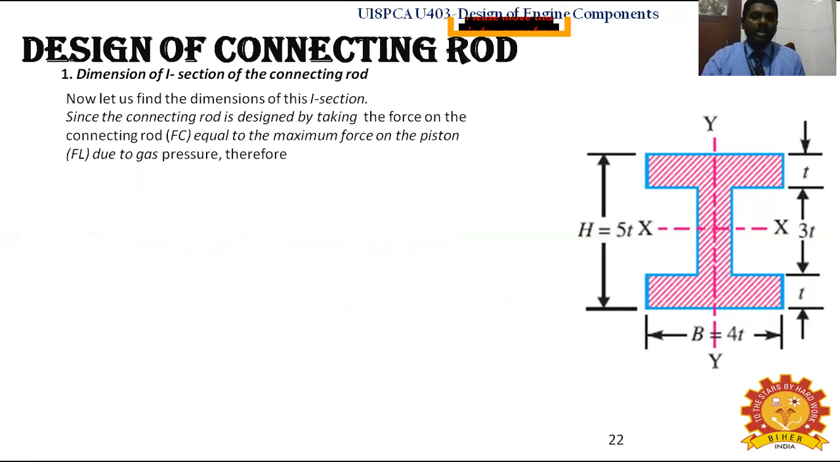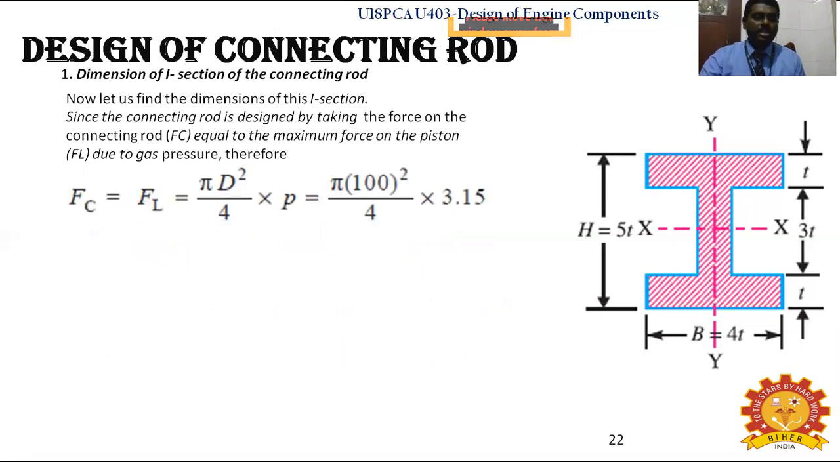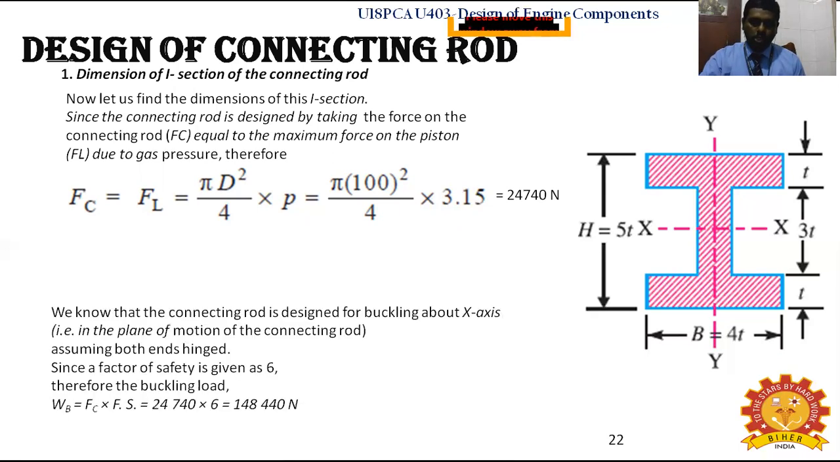Now you are going to calculate the t value through the Rankine formula. So you will first calculate the gas pressure. That is the area acting on the piston, pi d square by 4, into P, that is pressure. The d value is 100, given in the problem, and the pressure is also given as 3.15 Newton per mm square. By substituting and solving, you get the value as 24740 Newton.